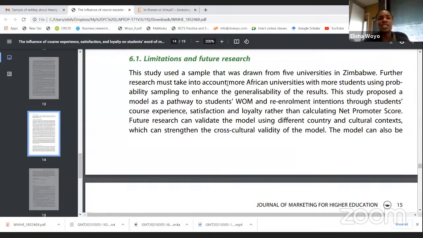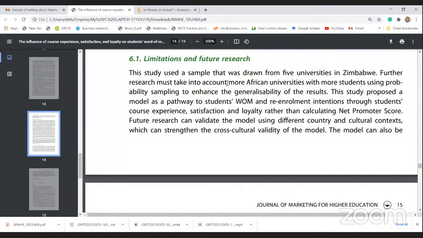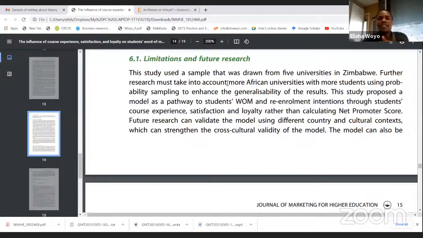Okay, yes, I have. Right, so we are saying to the audience that our study is limited to only 5 universities in a certain country, and we are directing future researchers to take into account more African universities with more students. We didn't use probability sampling, but we are encouraging future researchers to use it so that generalization of the results is enhanced. Furthermore, this study proposed a model as a pathway to students' WOM and re-enrollment intentions, but we didn't calculate the net promoter score.